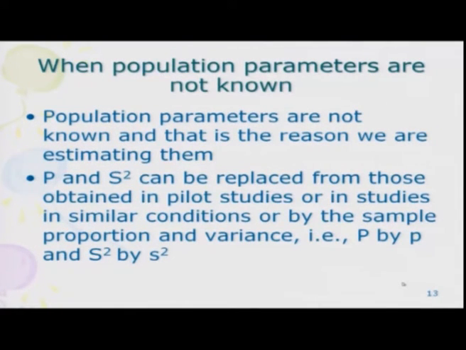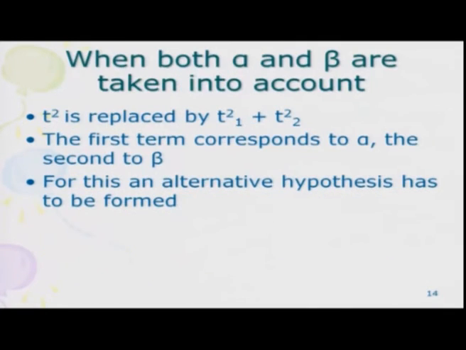When population parameters are not known, then we estimate them as p and s square. Just now I said from pilot study or from studies available in other parts of the world. If you are considering both alpha and beta, means type 1 error as well as type 2 error. These days in determining sample size, we not only consider alpha, we also consider beta. You will not find references to this at so many places.